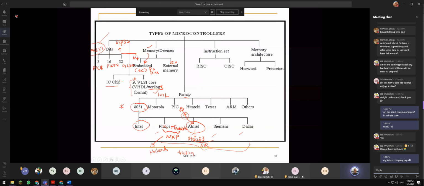8051 is different. For 8051, there are different manufacturers using the same family, just for information. Then we have Hitachi.